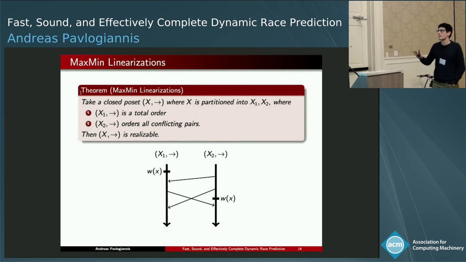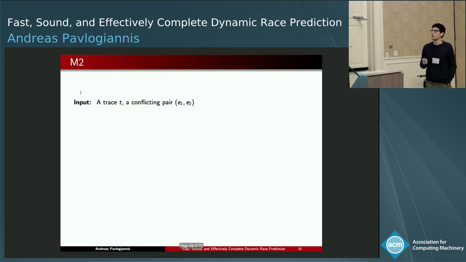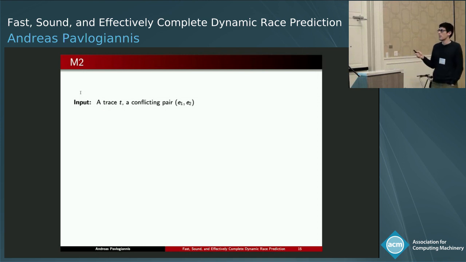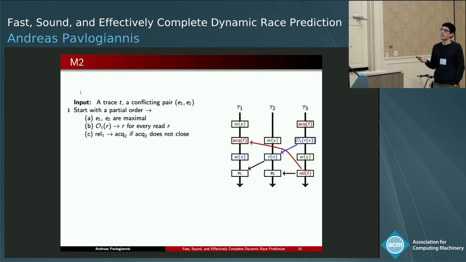Now, this is the second building block of the algorithm. Without going into further details, I just want to give you the algorithm at a high level. When we're given a trace T and a conflicting pair of events over which we want to test whether it constitutes a predictable data race, the algorithm initially constructs a partial order where these two events are maximal. They appear down here. Moreover, every read is preceded by its observation, so this blue edge up here. And if you have an acquire event that opens a critical section that doesn't close, then every release event on the same lock must be ordered before it.